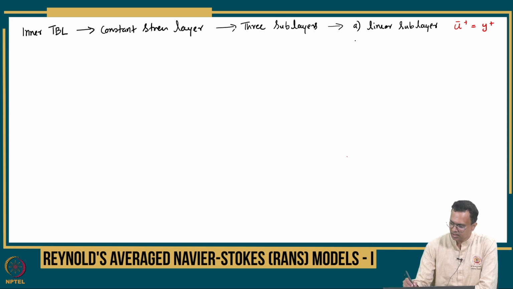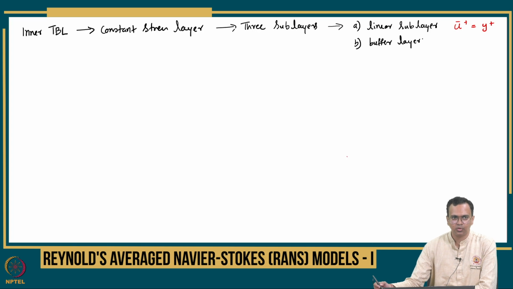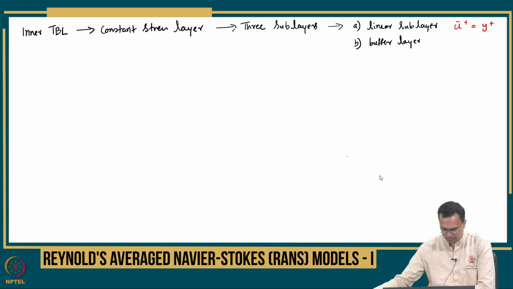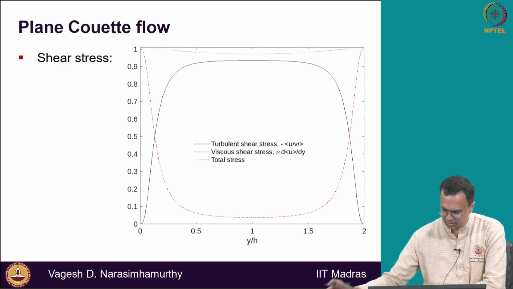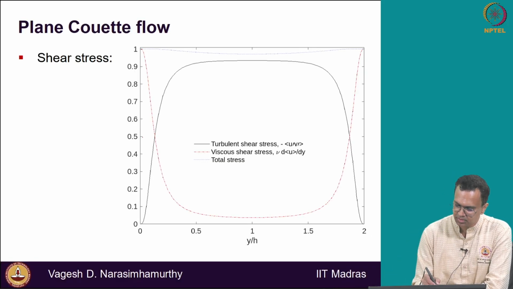And then you have a buffer layer. This buffer layer is very important because most of the turbulence generation rate occurs in this zone, and this is the zone where we have seen that there is an equal competition between turbulent shear stress and viscous shear stress. They were both becoming 0.5 in the previous graph, right? If you just go back to that graph and recollect, you can see here it's reaching about 0.5. Both are becoming equally dominant in this zone.